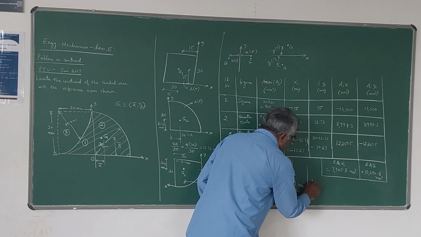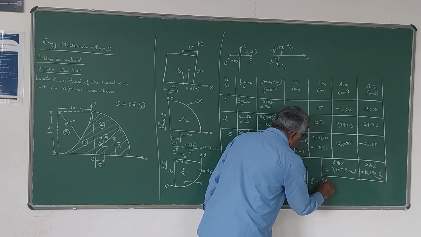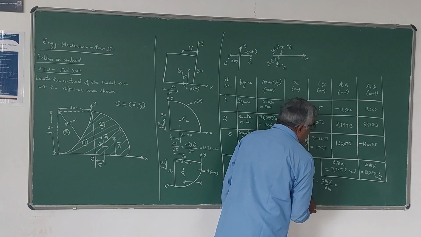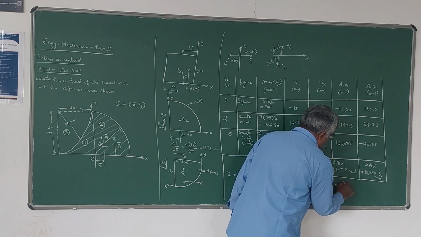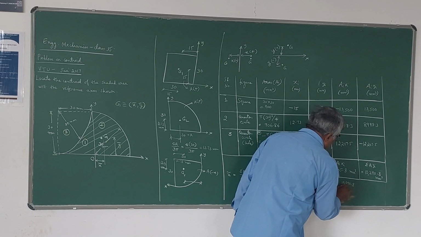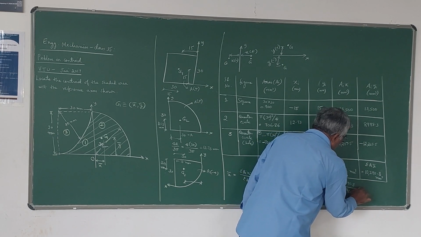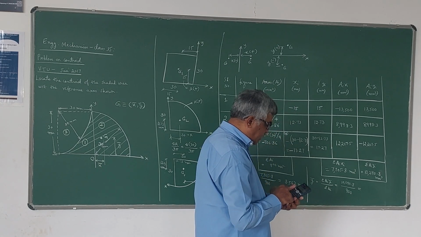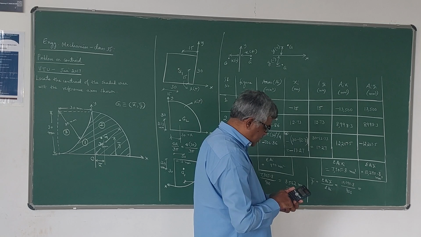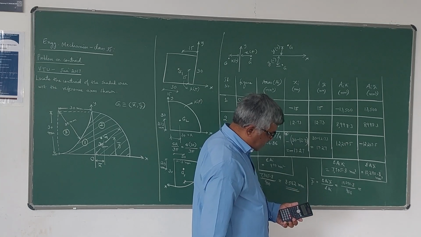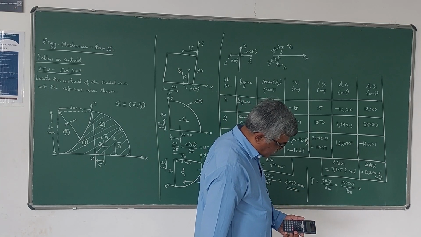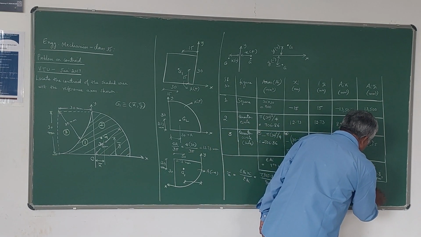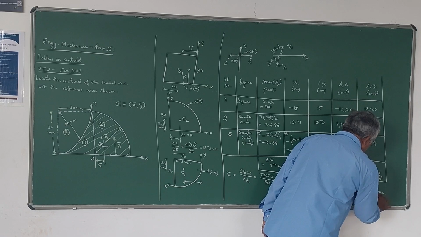Next, y bar is given by sigma AiYi divided by sigma Ai. Sigma AiYi is this, 10,290.8, divided by 900. It is equal to 11.434 millimeter. So this is the value of y bar.